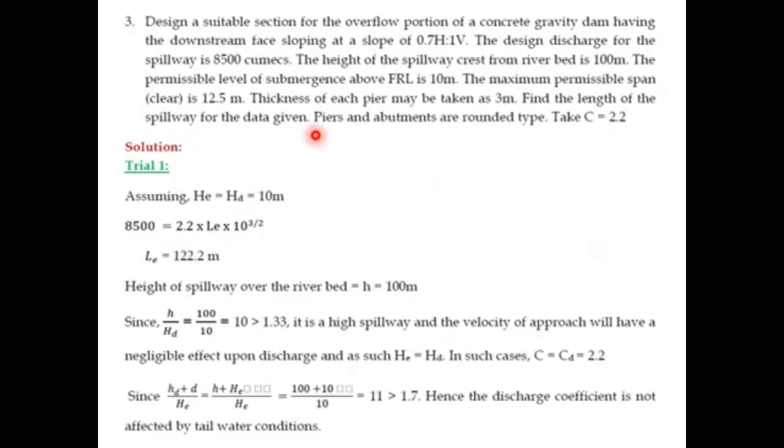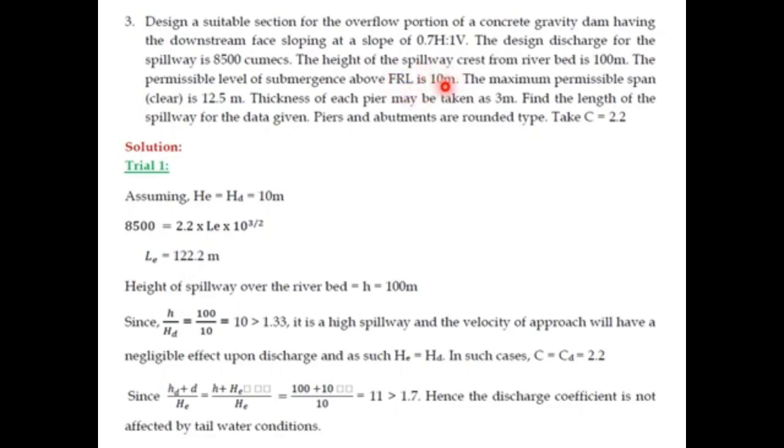So coming to the last problem, which is again a similar problem, where we have to design a suitable section for the overflow portion of a concrete gravity dam having the downstream face sloping at 0.7 horizontal, 1 vertical. Here again the design discharge is given, similar to the first problem, where it is 8500 meter cube per second. Here the length of the spillway is again 100 meters, but the permissible level of submergence, that means the design head above the crest, should be less than 10 meters.